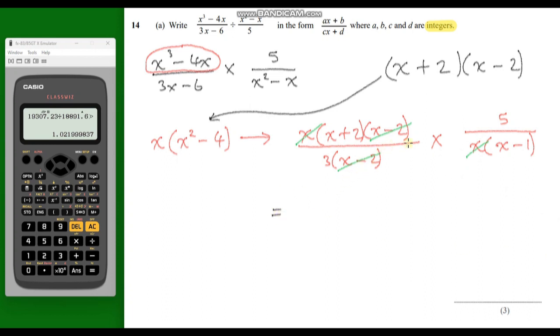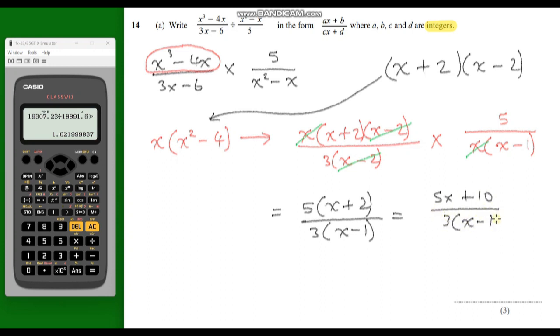So what are we now left with? In the top, we've got 5 times x plus 2. I've just switched the two around because I prefer having the number on this side. And in the denominator, we've got 3 times x minus 1. So we're almost done. It looks very close, but we just need to expand the brackets. If we expand the brackets, we're going to be left with 5x plus 10, and then 3 in brackets x minus 1.